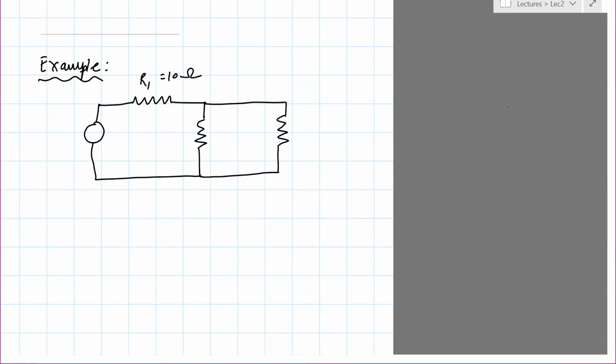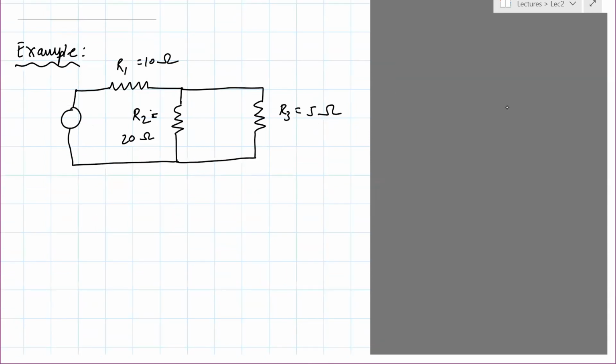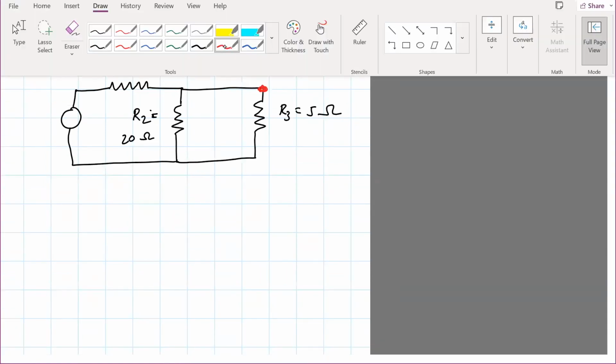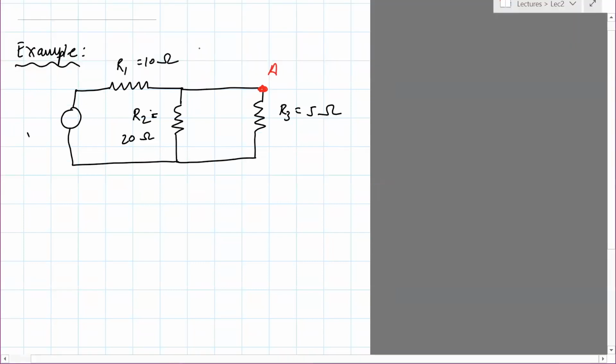R1 is 10 ohms, R2 is 20 ohms, R3 is 5 ohms. Node A, this voltage source is 14 volts.